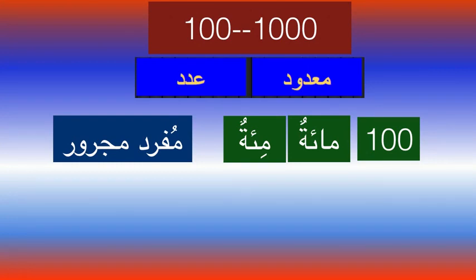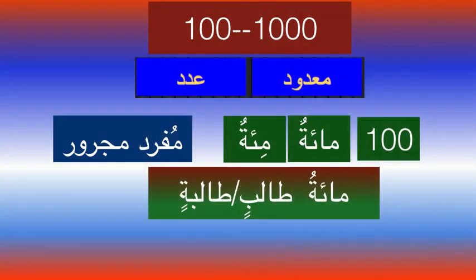Whereas from 11 to 99, we know it is tam'iz, which will be a mufrad but mansoob, with the double tanween fatha. And from 100 to 1000, the ma'dud will have a kasra and it will be indefinite. So for example, we say mi'atu talibin wa talibatin.